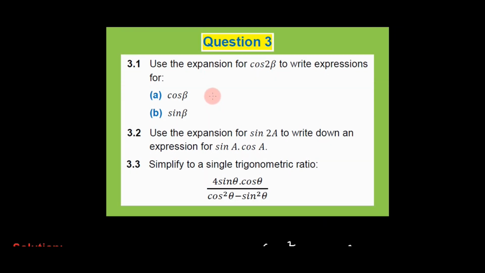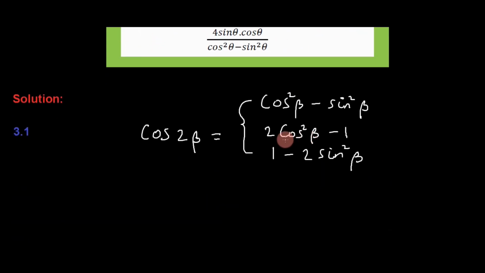Now in A, we have to write an expression for the cos of beta. So we're going to use the second option here. In other words, the cos expansion for 2 beta that contains only cos in it. So then we know that twice the cos squared of beta less 1 is equal to the cos of 2 beta.